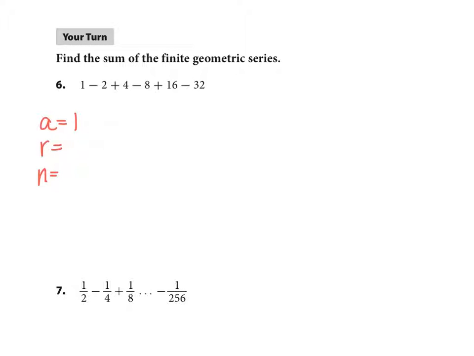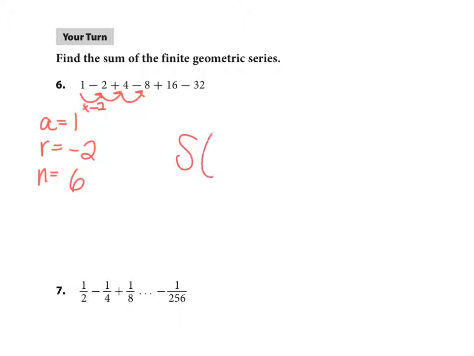r is the pattern that's happening every time. So if we break this apart and think about these as separate numbers, if I look at what's being multiplied or divided, this is being multiplied because it's getting bigger, and it's being multiplied by -2. So that's my pattern. So my ratio is going to be -2. And then n is the number of terms. And if I count here, I have 1, 2, 3, 4, 5, 6 terms, so n is 6.